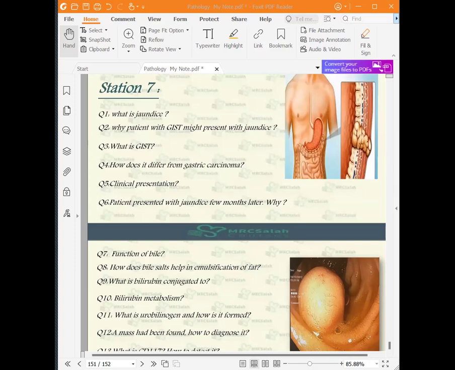What is GIST? Gastrointestinal stromal tumor, a type of cancer that begins in the GI tract, arising mainly in the stomach and small intestine. It arises from the interstitial cells of Cajal found in the gastrointestinal muscularis propria.